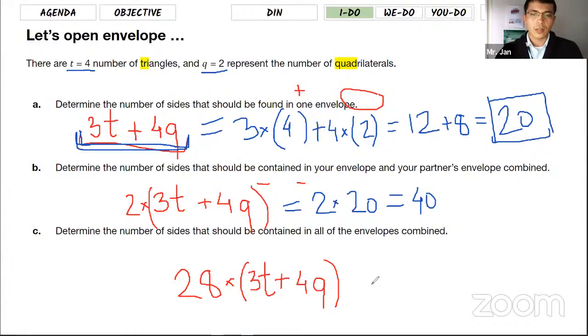For the last one, there are 28 students, so if you multiply the unit value, 20, by 28, you're going to find out how many sides there are in the classroom when you combine all envelopes. So what is twice 28? 54, 56.